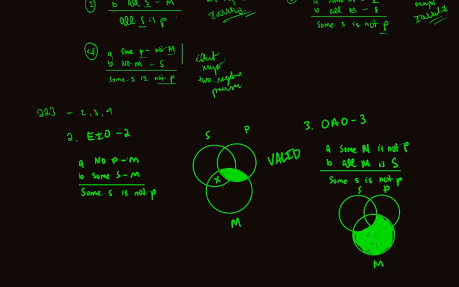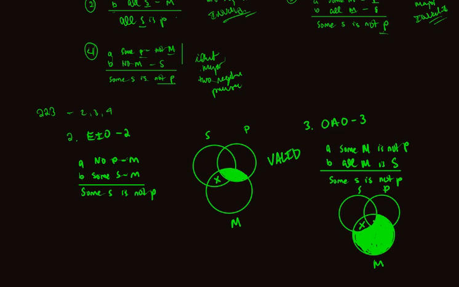And let's see, what's the next premise I'm going to do? That'll be some M is not P. So some M is not P. So I've got to mark that right there. All right, and the conclusion is some S is not a P. Oh, wait a minute.